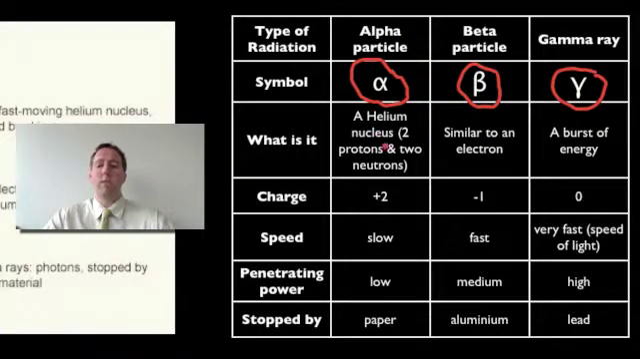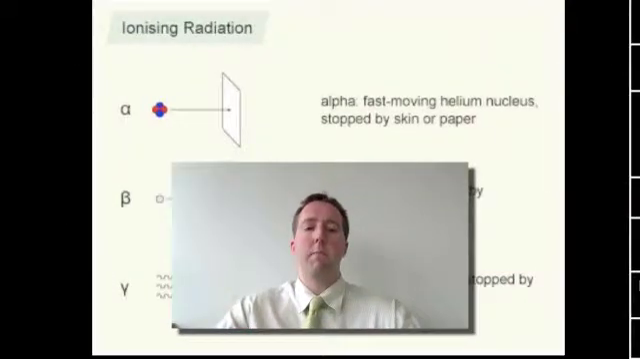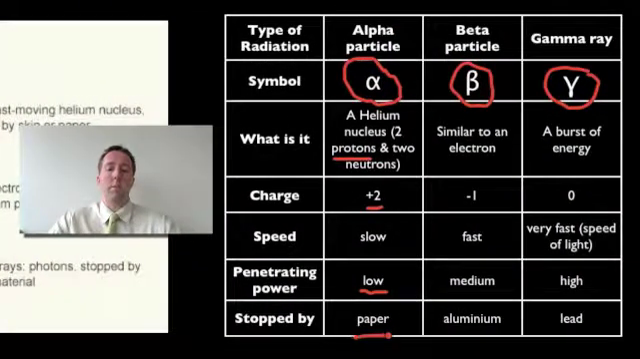An alpha particle is basically a helium nucleus, which means it's got 2 protons and 2 neutrons. Because it's got 2 protons, it's got a charge of +2. These actually travel fairly slowly, alpha particles, so they're quite big radiation. They've got a low penetrating power, so what that means is that they're stopped by a sheet of paper or, in fact, layers of dead skin. So all radioactivity is dangerous, but alpha particles would be the least dangerous.